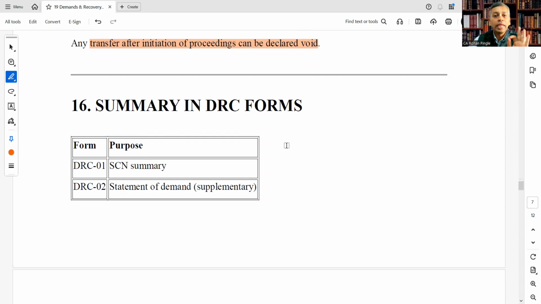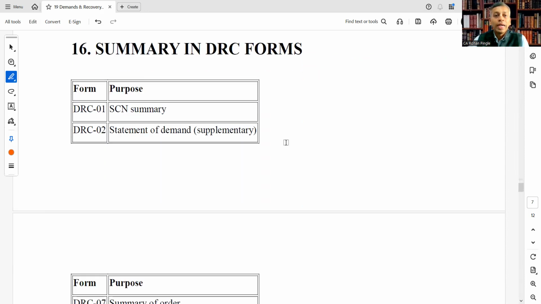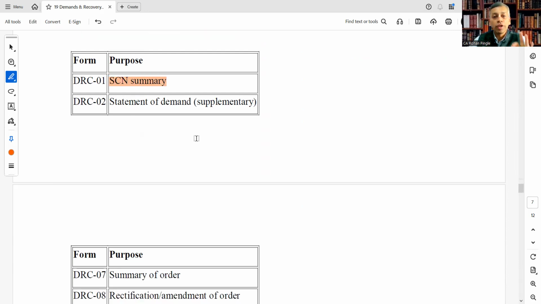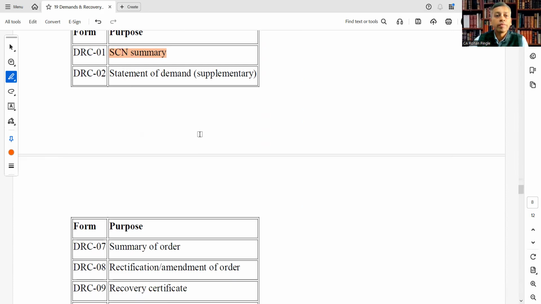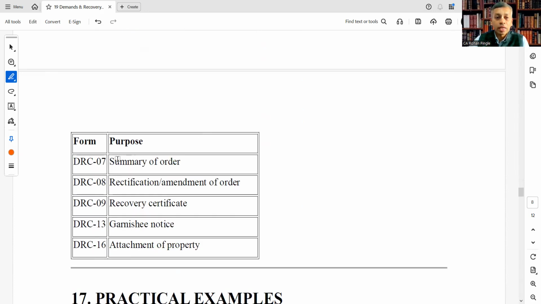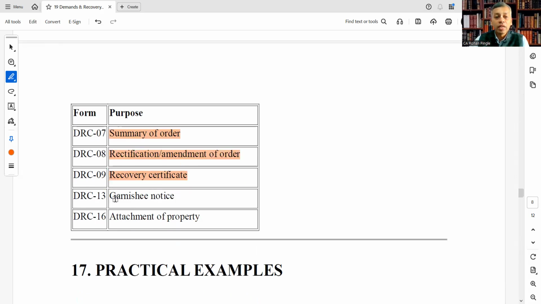Let's see the summary of DRC forms. DRC 01, that is show cause notice summary. DRC 02, statement of demand, that is supplementary. DRC 07, summary of order. DRC 08, rectification or amendment of order. DRC 09, recovery certificate. DRC 13, garnish notice. DRC 16, attachment of property.